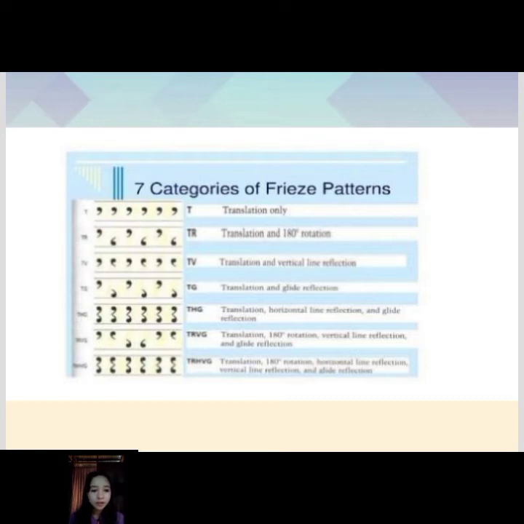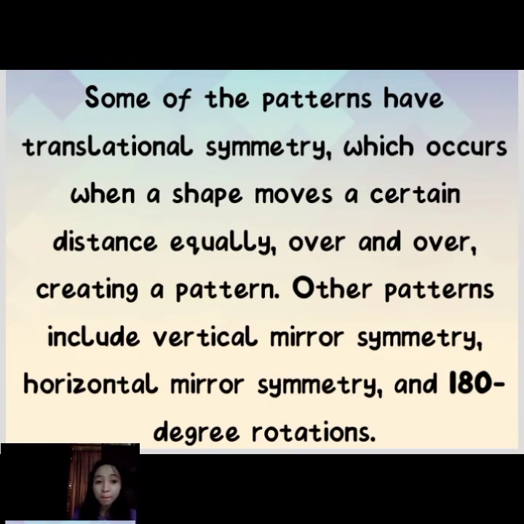THG is translation, horizontal line reflection, and glide reflection. TRVG is translation, 180 rotation, vertical line reflection, and glide reflection. And we have the last one, TRHVG, translation, 180-degree rotation, horizontal line reflection, and vertical line reflection, and glide reflection. So some of the patterns have translational symmetry, which occurs when a shape moves a certain distance over and over and creating pattern. Others include vertical mirror symmetry, horizontal mirror symmetry, and 180-degree rotations.